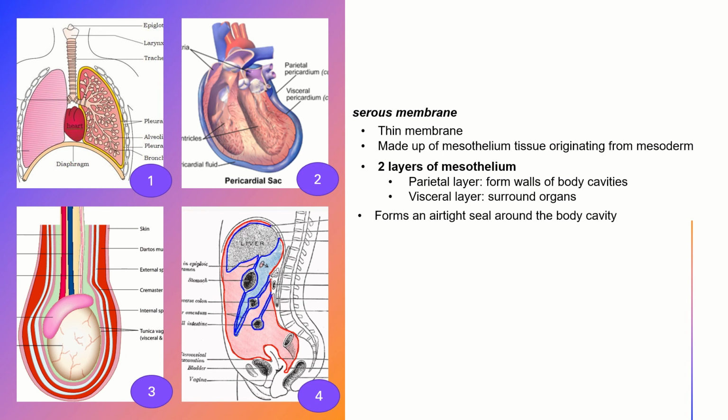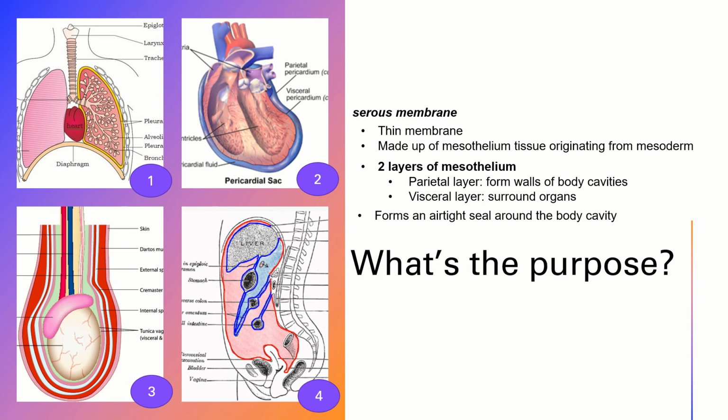In other words, air in these cavities is not normal, as in the case of pneumoperitoneum, where there is the presence of air in the abdominal cavity. And also, as most of us know, in cases of pneumothorax, where there is the presence of air in the pleural cavity. But what's its purpose?